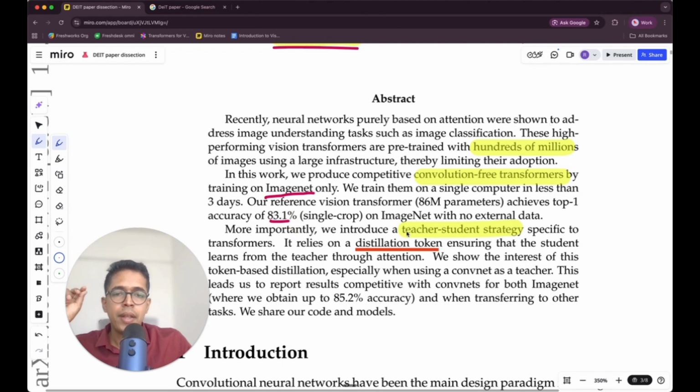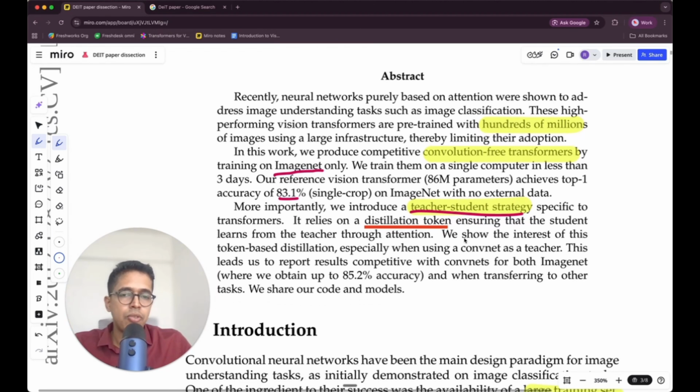More importantly, we introduce a teacher-student strategy. This is that important concept I was talking about, specific to transformers. It relies on a distillation token. This distillation token is different from the classification class token. You might remember the CLS token, which was prepended at the start of the Vision Transformer token sequence. Here there is a distillation token, and we'll see where it is actually appended. Is it at the beginning? Is it at the end? Does it matter? All of that we can see.